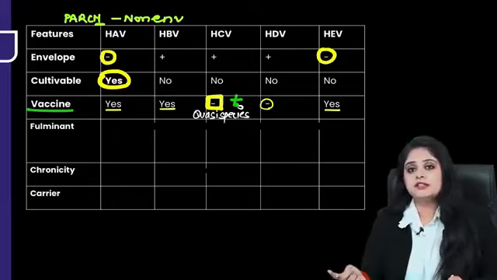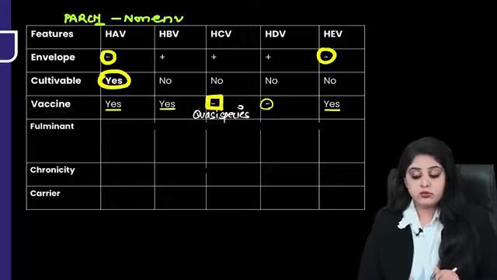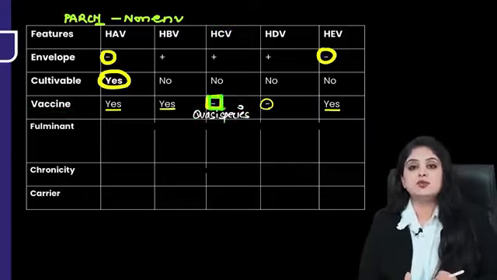Then I make a vaccine against the new variant. Hepatitis C again will mutate. So basically hepatitis C follows quasi-species, and you will never be able to protect against all the different changes of hepatitis C, and that is why there is no vaccine.